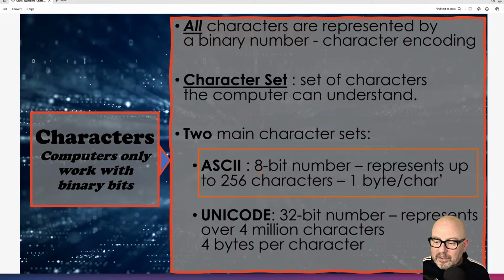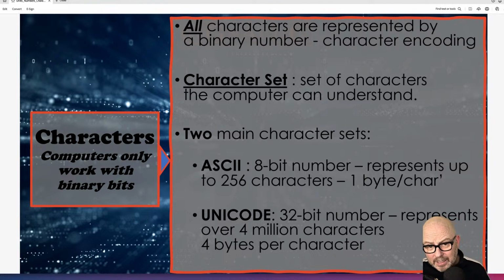Then they'll ask, what's the advantage of Unicode over ASCII? The advantage is that Unicode can represent over 4 million characters, which is enough to represent every single letter in all of the languages across the globe, whereas ASCII can't do it. When you think about the different languages, Japanese, Chinese, Cyrillic, French, German, you just run out of space. So Unicode allows you to represent every single character. That's pretty much all they can ask you there. That's your characters, easy peasy.